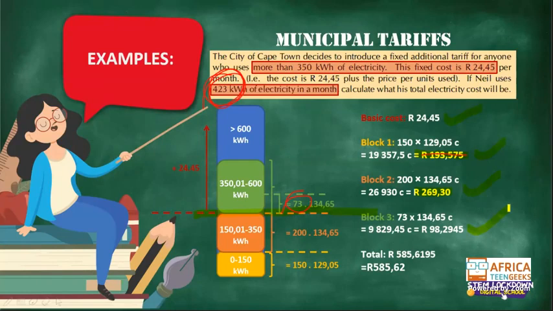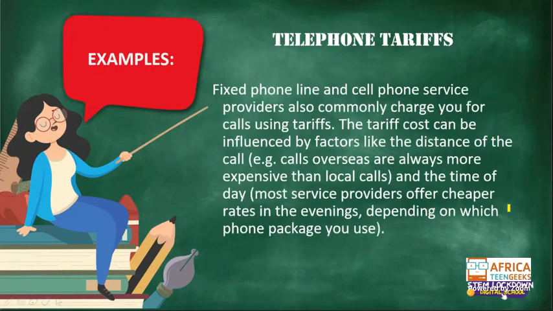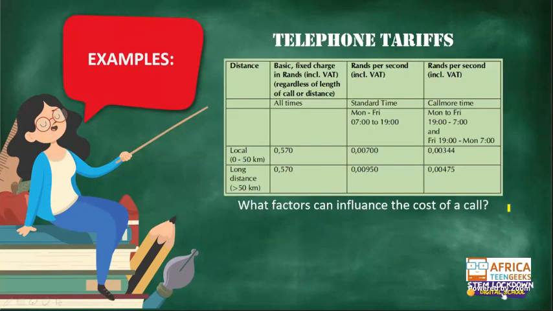Okay, so let's look at our telephone tariffs. I've made a very simplified one over here because telephone tariffs can be quite complicated. Tiro, don't worry, tomorrow we're going to practice a lot. Let's read this together quickly. Fixed phone line and cell phone service providers also commonly charge you for calls using tariffs. The tariff cost can be influenced by factors like the distance of the call. Is the call local? Is it overseas? Calls overseas are always more expensive than local calls. And the time of day: most service providers offer cheaper rates in the evening depending on which phone package you use.